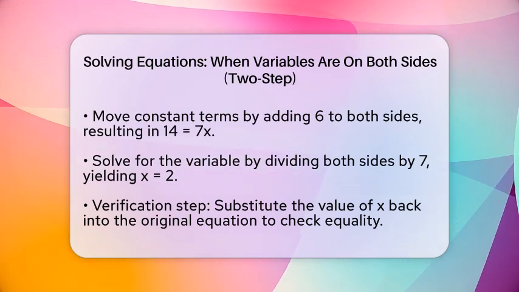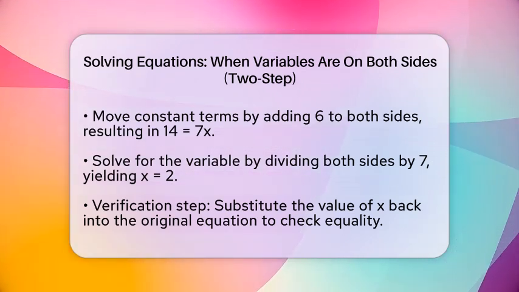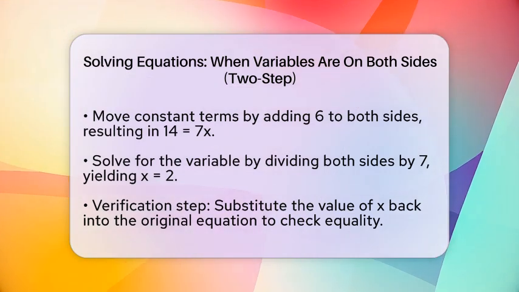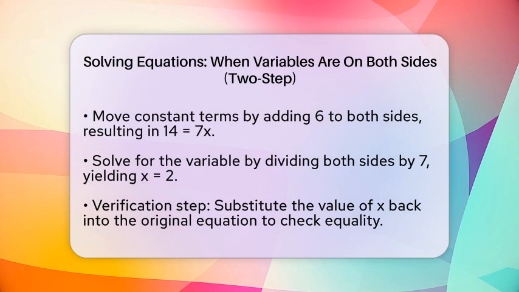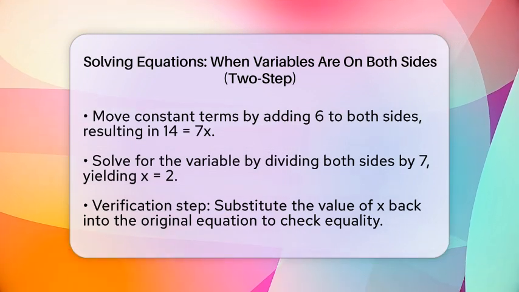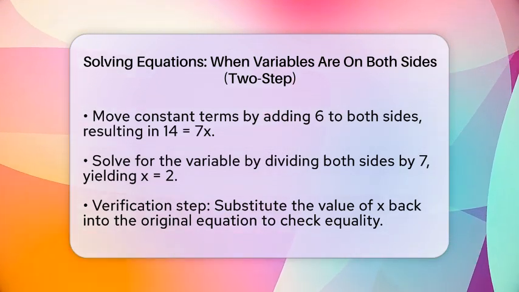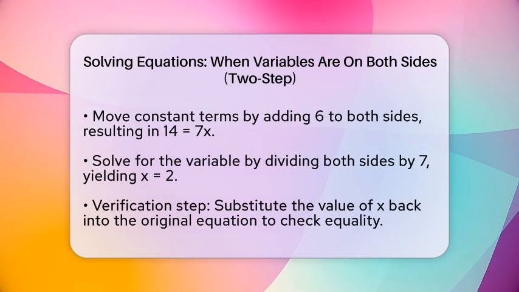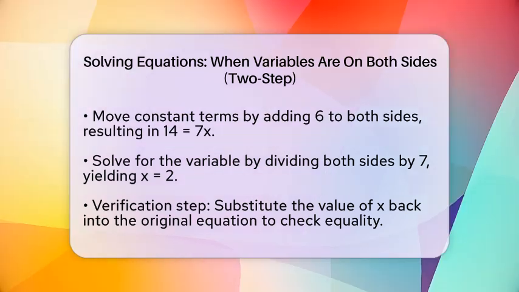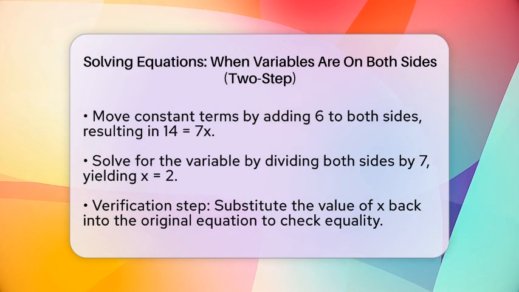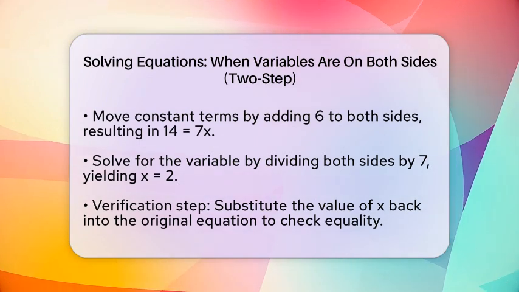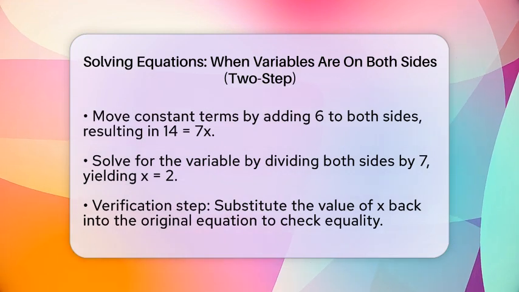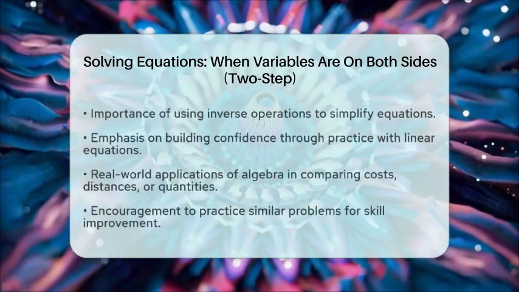So, x equals 2. To ensure your solution is correct, substitute the value back into the original equation. Check if both sides are equal. This verification step is essential in confirming your answer. This method applies to any two-step equation with variables on both sides. The key is to use inverse operations, whether adding or subtracting, to simplify the equation until the variable stands alone.